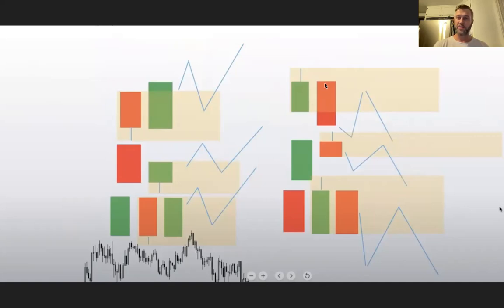On the opposite of that, you've got the bearish candles. So this is a bearish engulfing. This would break out, come back into the zone, and then drop again. You would want to take your entry somewhere in here.